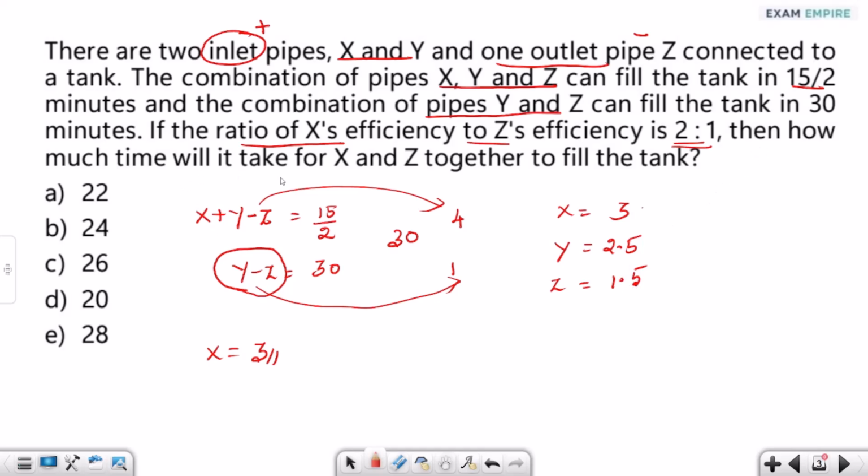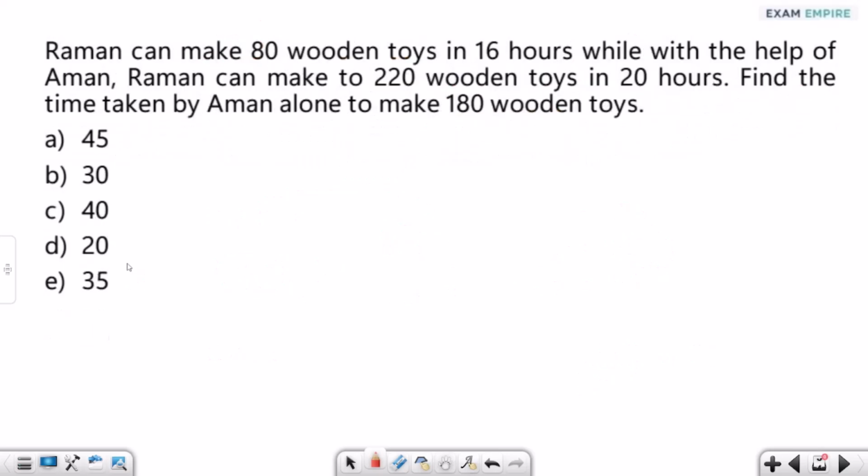Then how much time will it take for X and Z together? Okay, so X and Z together. You already know Z is an outlet pipe. So 3 minus 1.5 is 1.5. Okay, so what is the capacity of the tank? It is 30 parts. So if we cancel, we'll be getting 20. So the answer for this particular question is 20 minutes. Next one. So pause this video and try to solve it by yourself.